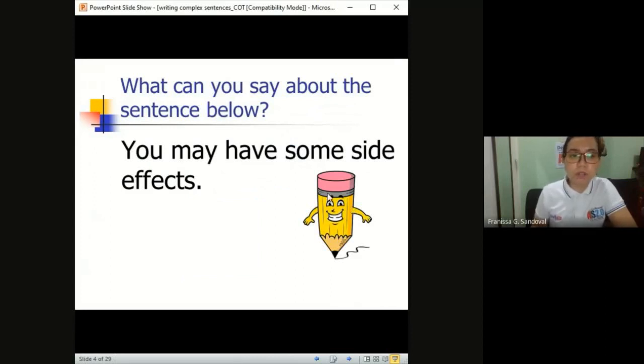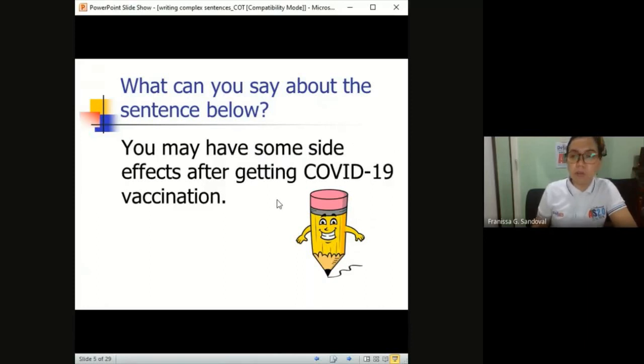What can you say about the sentence below? You may have some side effects. How about this one? You may have some side effects after getting COVID-19 vaccination.